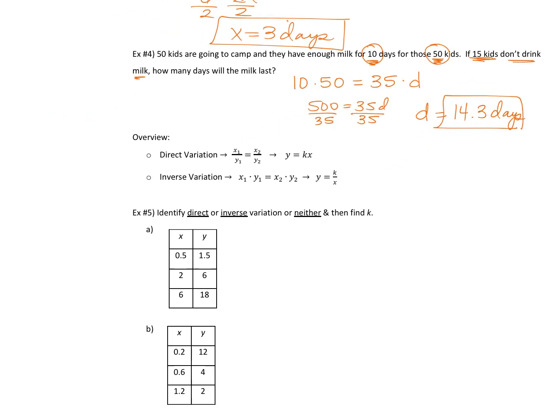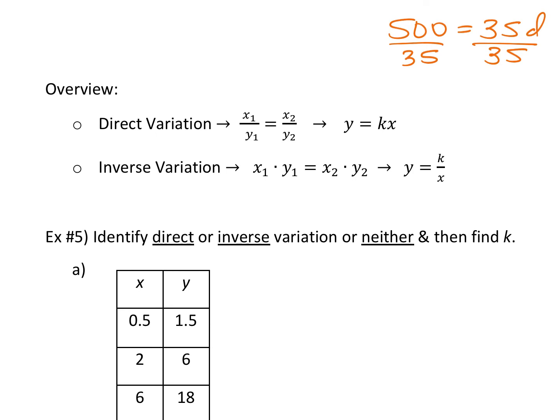Okay, so this is just a quick, lay it out. Here's what we talked about. When it's direct variation, you're going to set it up like this to solve. When it's inverse variation, you're going to set it up like this to solve. And these are the general equations that you start with if you're going to try and solve for K. All right?